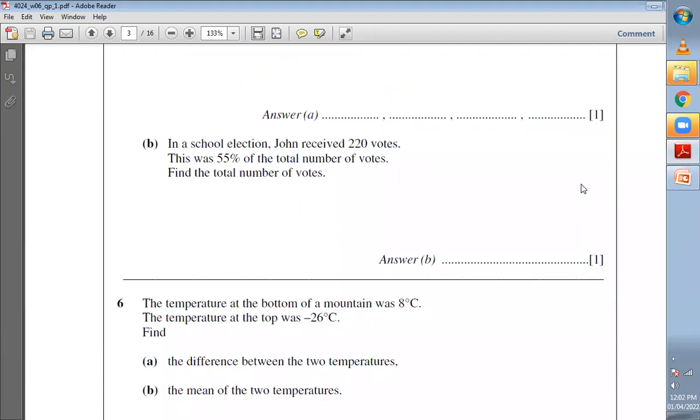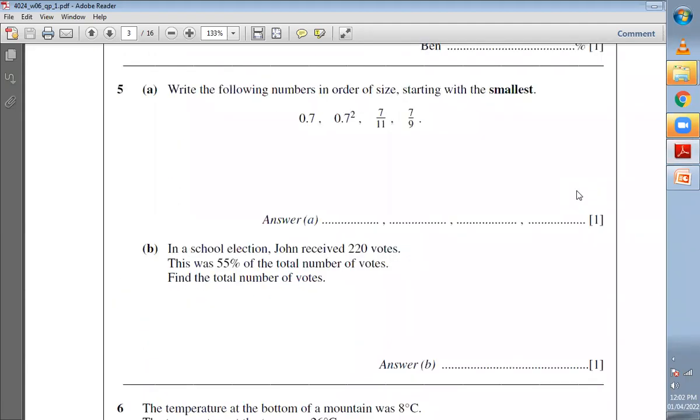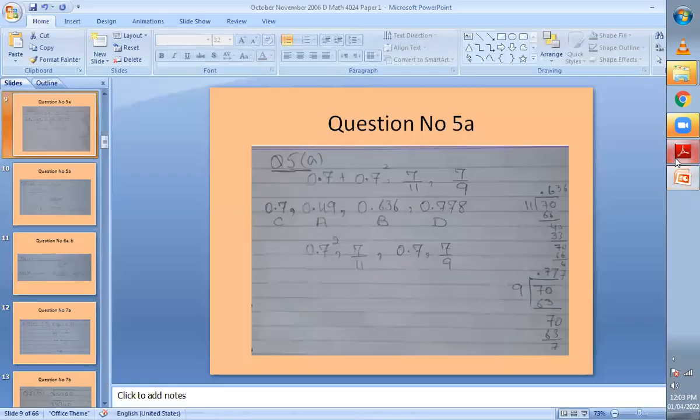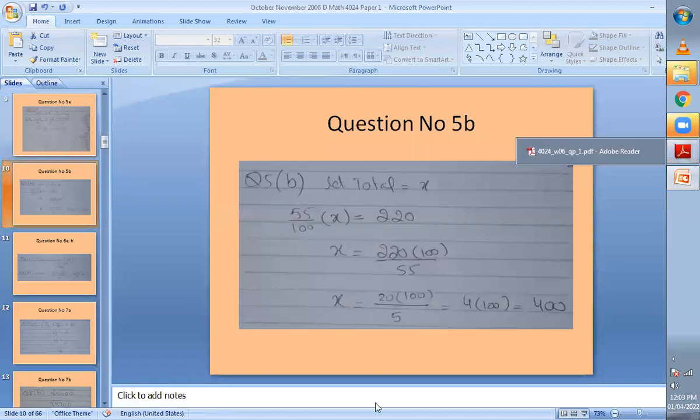So yeah, question number 5, B part. In a school election, John received 220 votes. This was 55% of the total number of votes. Find the total number of votes. We don't know the total number of votes, so suppose that the total number of votes is X. So 55% of X will be 220. This is the equation which I will use: 55 divided by 100 multiplied by X equals 220. So let me show you.